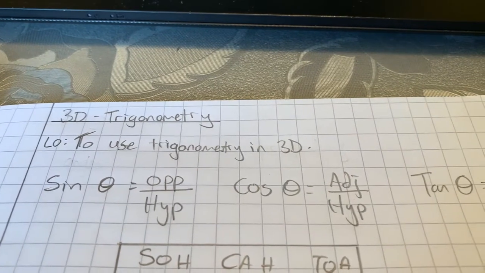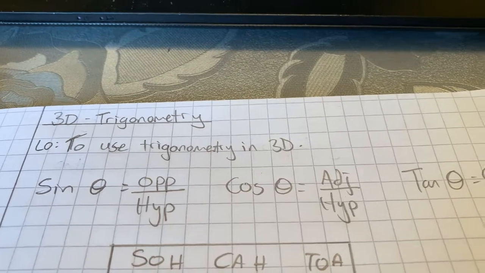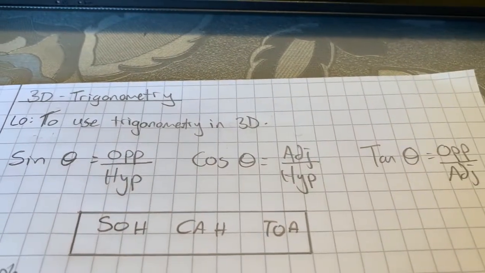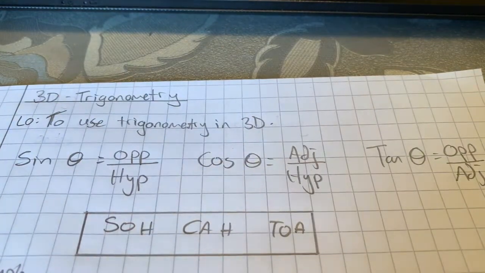This video is all about using trigonometry in 3D. Now, before you start this, you've got to be okay with normal trigonometry. So sine, opposite over hypotenuse, cos, adjacent over hypotenuse, and tan, opposite over adjacent. So you're going to know your SOHCAHTOA. Now I'm going to jump straight into doing it basically.